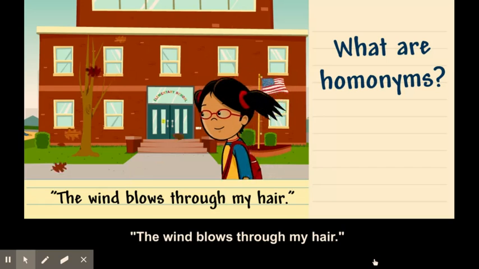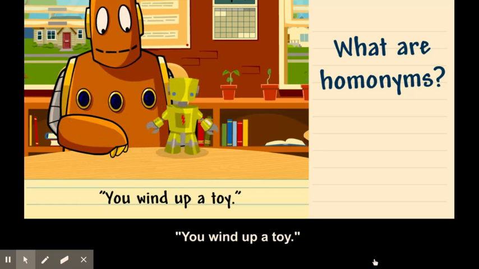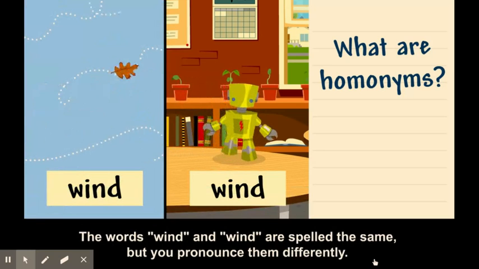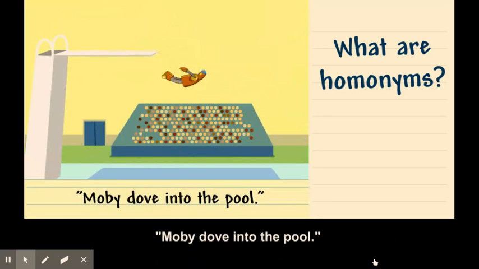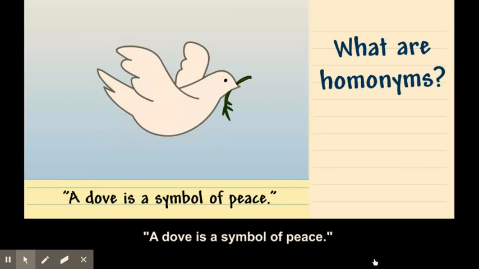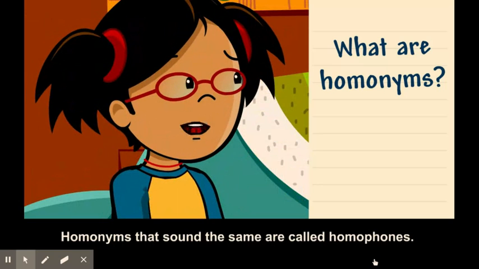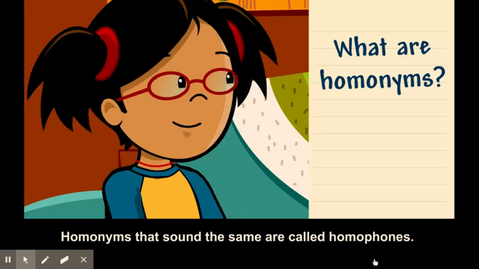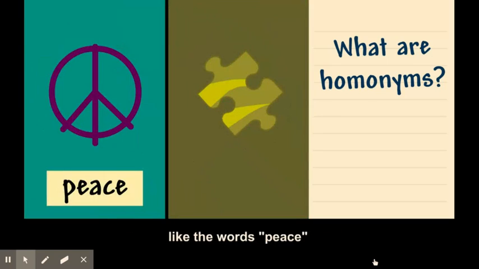The wind blows through my hair. You wind up a toy. The words wind and wind are spelled the same, but you pronounce them differently. Moby dove into the pool. A dove is a symbol of peace. Homonyms that sound the same are called homophones. Homophones might be spelled differently, like the words peace and piece.